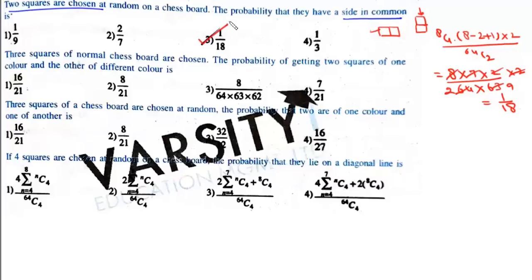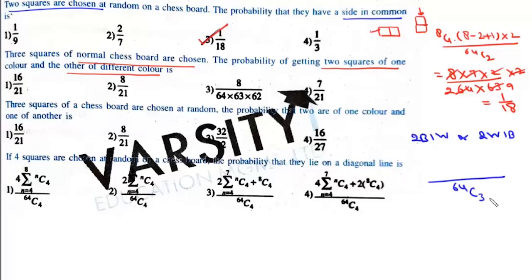Now the second one is, 3 squares of a normal chessboard are chosen. Find the probability of getting 2 squares of one color and 1 square of different color. So we have 2 cases. Either it could be 2 black, 1 white, or 2 white and 1 black. Now the total number of choices is 64C3. Now 2 black, so it will be 32C2, and 1 white is 32C1, and it will be the same for 2 white and 1 black, so it will be this into 2.